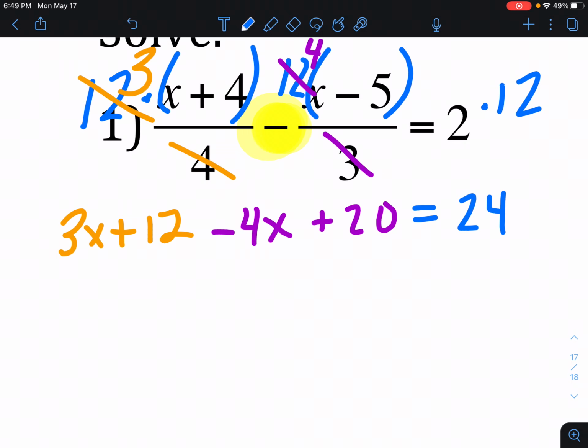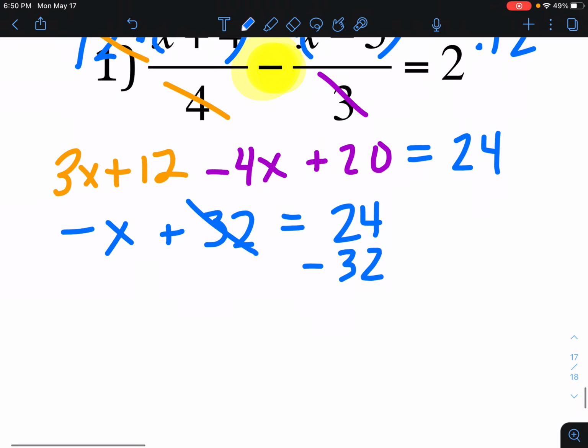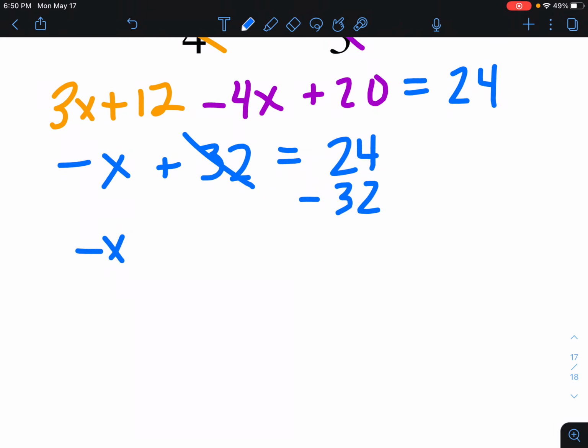Then we want to combine like terms on the left. 3x minus 4x is negative 1x. Also 12 plus 20 is 32. Now we're going to solve this for x and get one answer. We're going to subtract 32 from both sides. So negative x equals negative 8, so that means x is equal to 8.